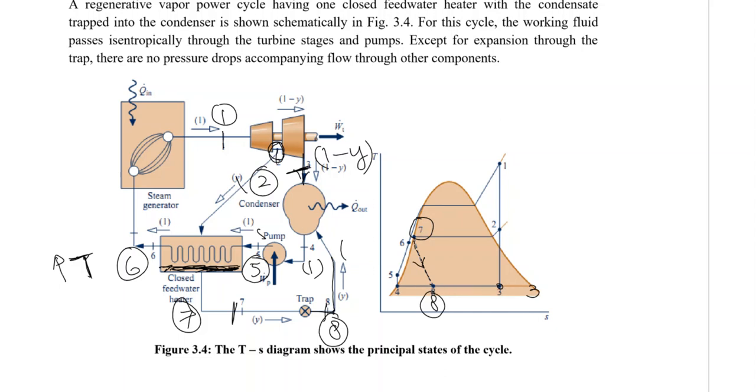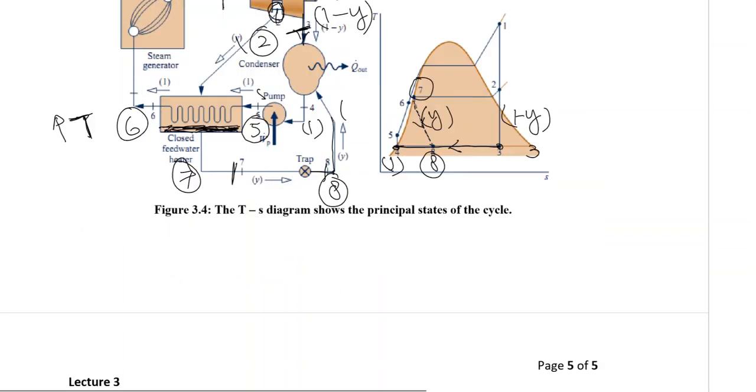Now from 8, we will be putting that condensate, or the condensed water which was in the feed water heater, back into the condenser. From here it was 1 minus y coming up, and from 7 to 8 it was y over here, and when we are exiting at 4 we have the total mass, which is 1. So this is what we call the closed feed water heater.